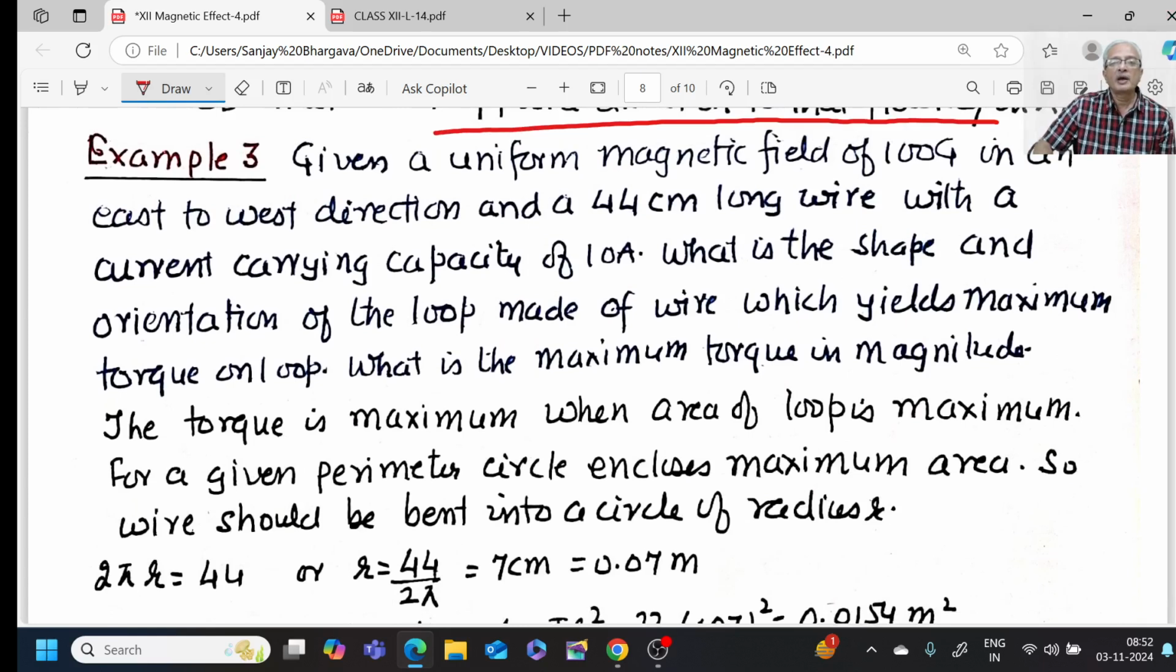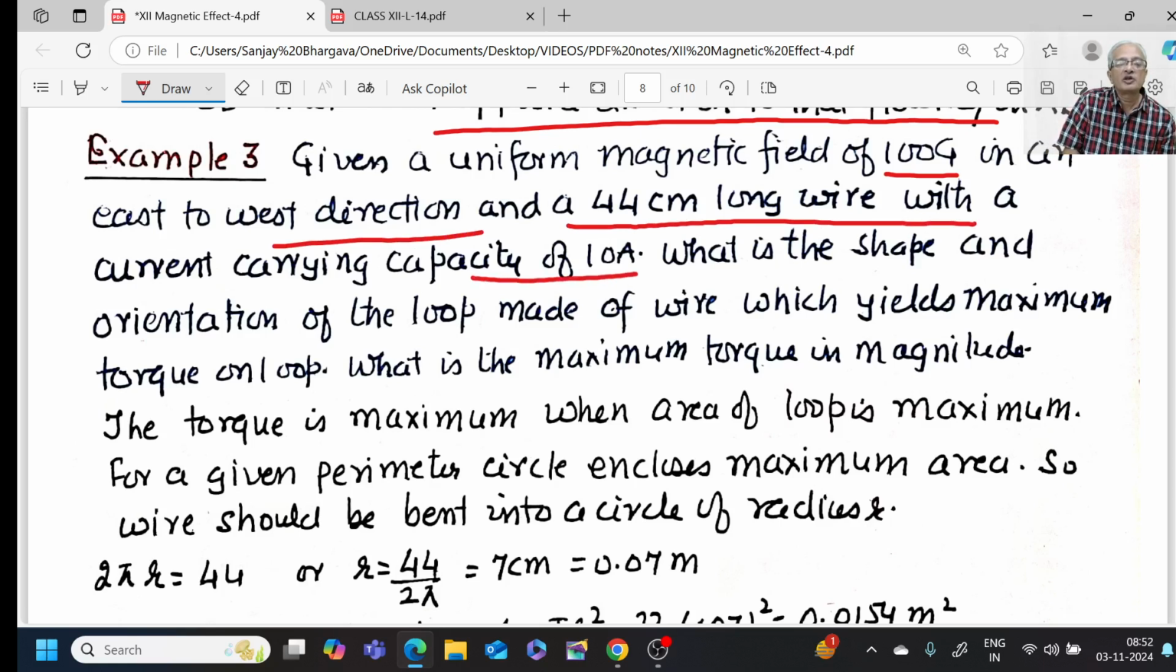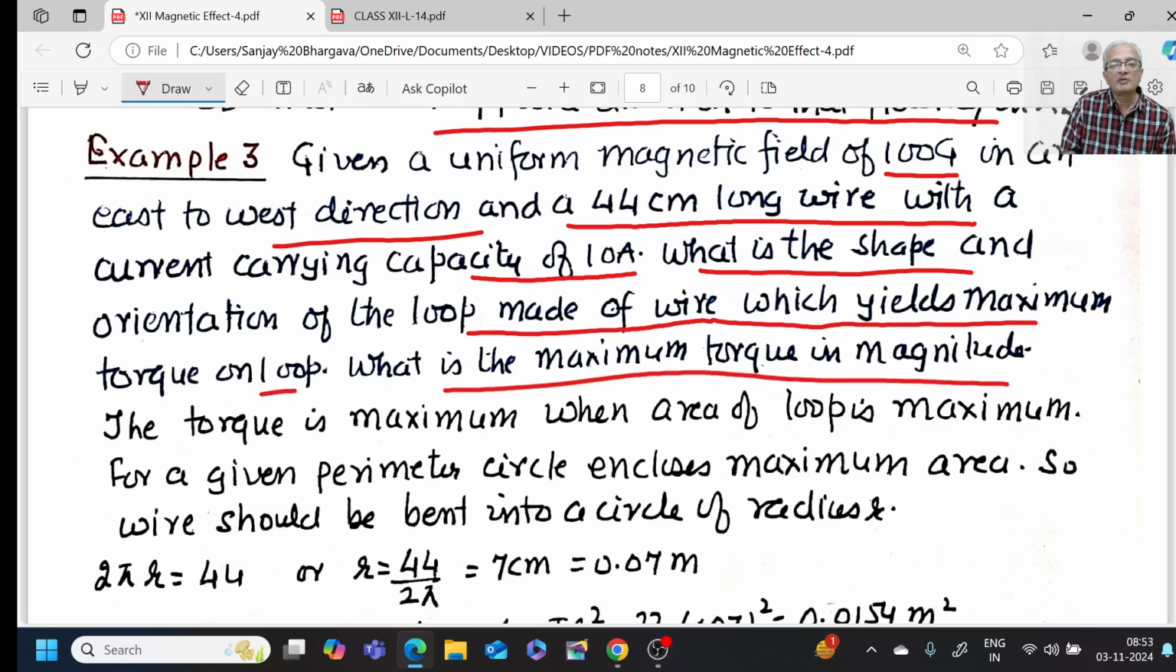Given a uniform magnetic field of 100 Gauss in an east to west direction and a 44 centimeter long wire with a current carrying capacity of 10 ampere. What is the shape and orientation of the loop made of wire which yields a maximum torque on the loop? What is the maximum torque in magnitude?